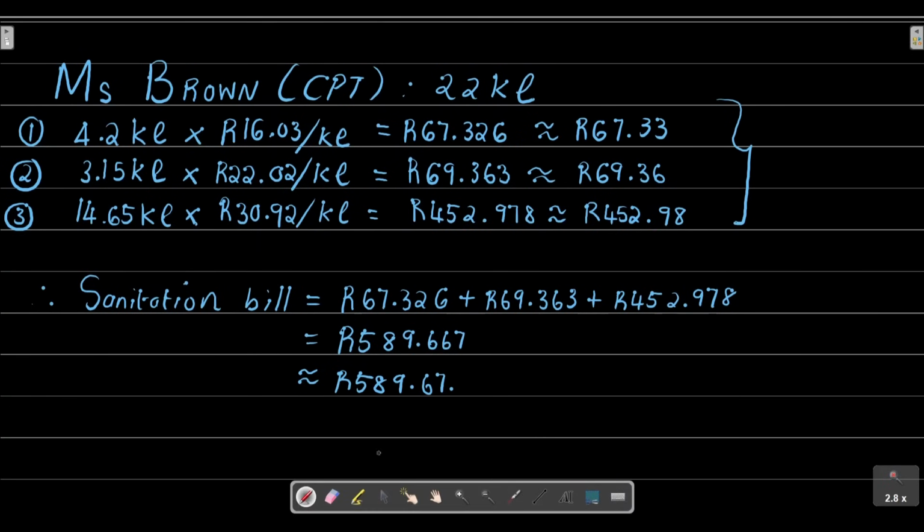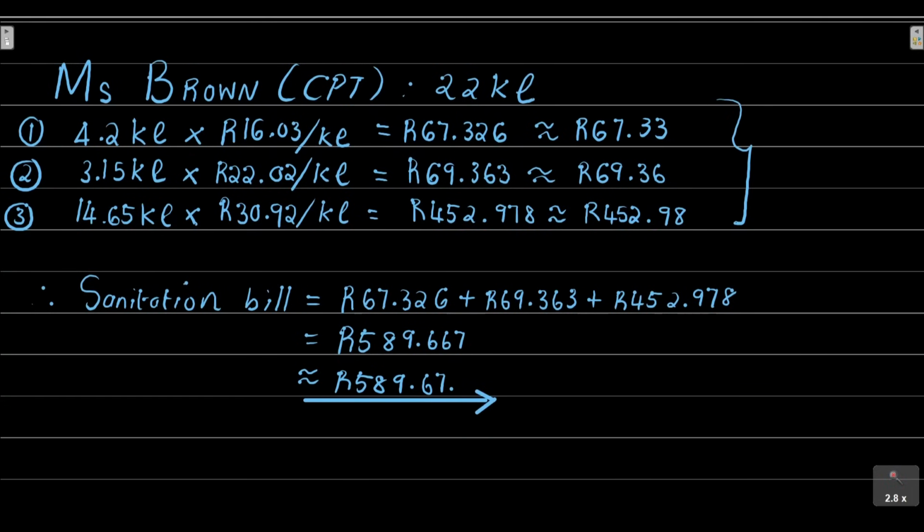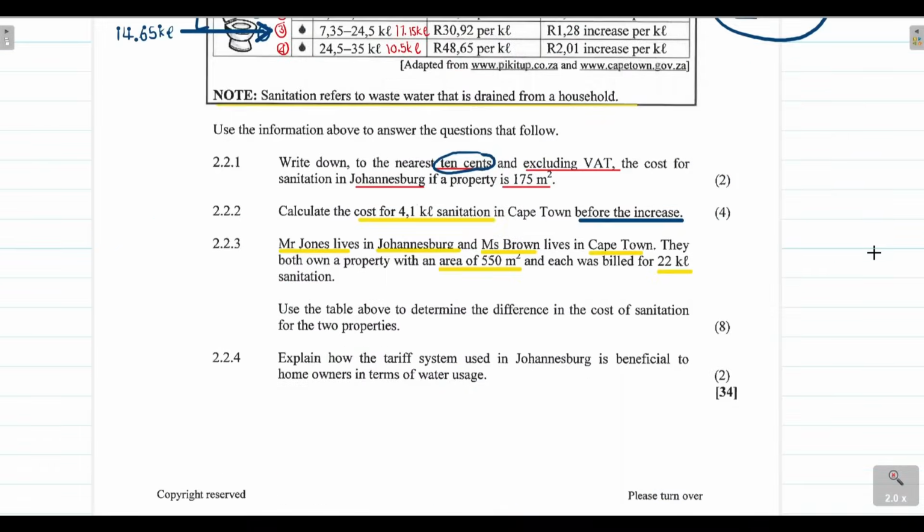Okay, that is Miss Brown's tariff bill, the sanitation bill that she would have to pay, including that. Okay, so now, what was the question asking from us? We need to determine the difference in the cost of sanitation for the two properties.